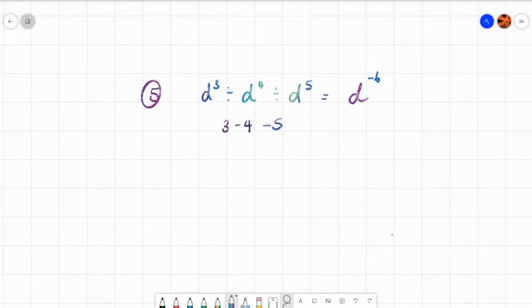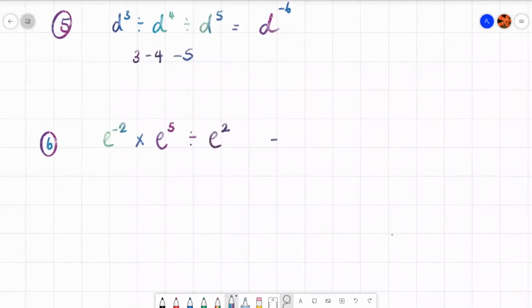Okay, let's do another example like this. We could have e to the power of minus 2 times by e to the power of 5 divided by e to the power of 2. Right, take it a step at a time. This bit here, because it's a times, you add the powers. So I do minus 2 add 5, which is 3. So that there would be e to the power of 3. Now I'm going to do divided by e squared. So the e stays the same because it's a divide. I've got to subtract the powers. So 3 take away 2 is 1. Well, I don't really write the power 1, do I? So it's just e on its own.